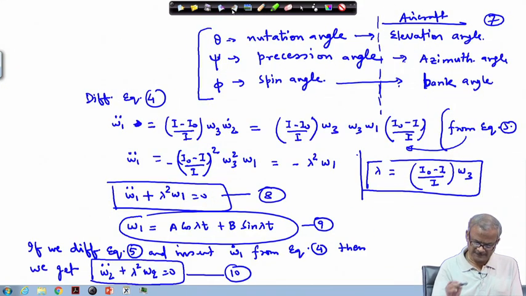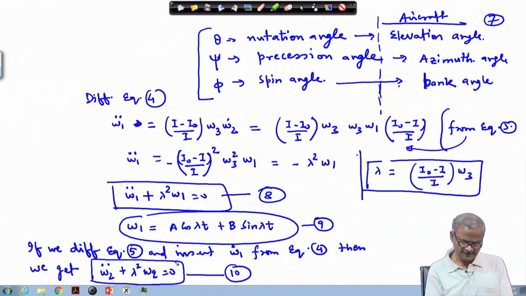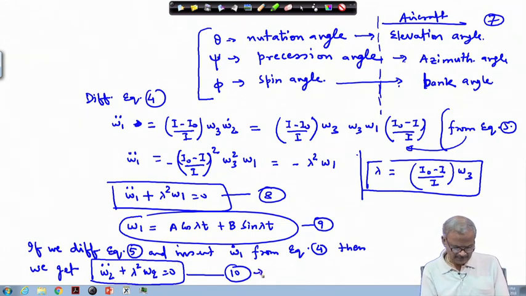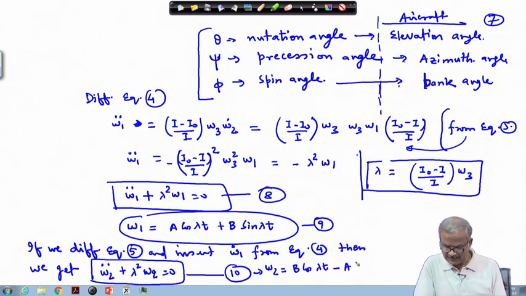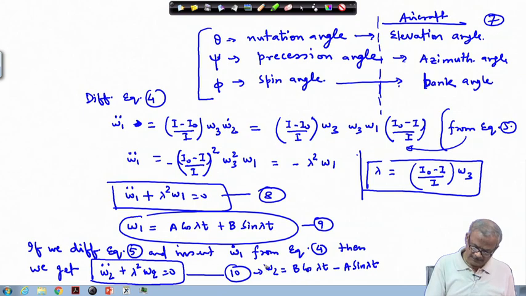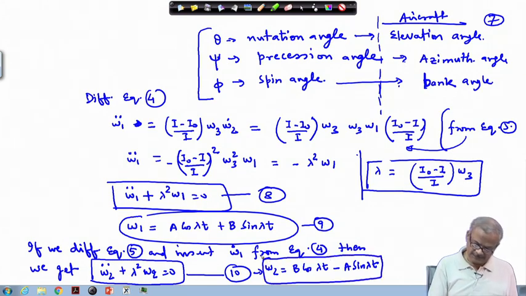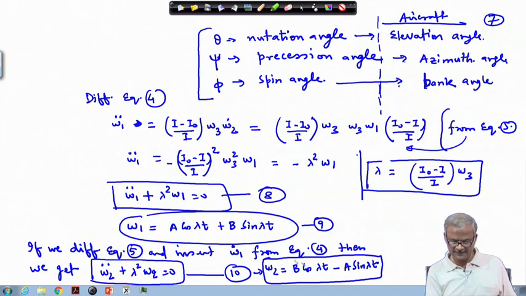So, rather than stretching it, it is very easy to write from this place. The solution of this can be written as omega 2 equal to, they differ by the phase angle pi by 2. If we insert pi by 2 here, this gets reduced to b cos lambda t minus a sin lambda t. So, this is the solution. They are not independent, they are related by this relationship, because the phase difference is pi by 2. So, this is your equation number 11.